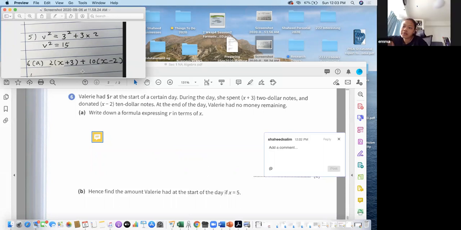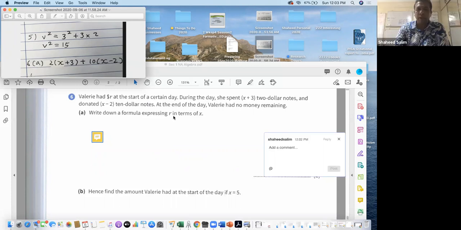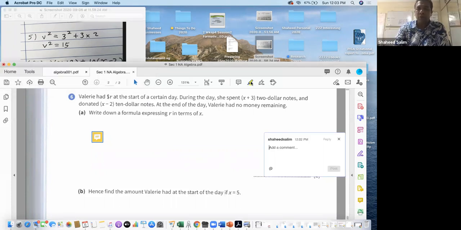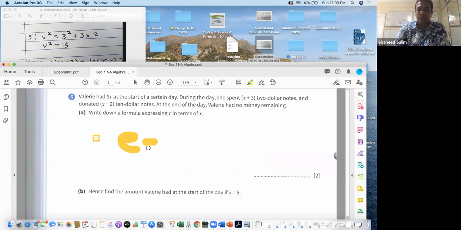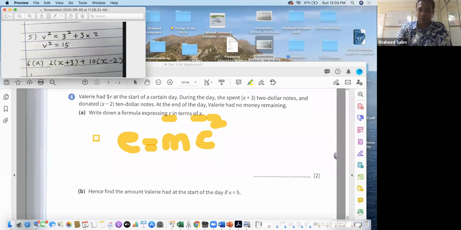But then where is your R? Hold on. They want you to have a formula. For example, what is a formula? This is a formula. Have you seen this formula? E equals MC squared. This is Einstein's formula, right? A formula has an equal sign. So they want the formula to have R in it and X in it, and there must be an equal sign.